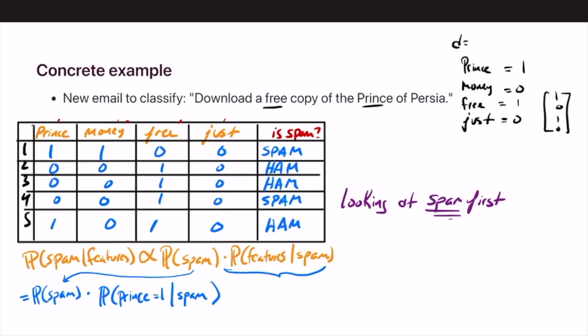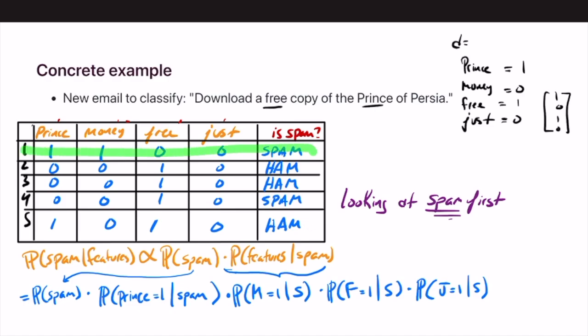So, all right. I'm going to use shorthand for the rest of this. So the probability of the word money equals 1 given spam times the probability of free equals 1 given spam times the probability of just equals 1 given spam. Okay, we're looking at spam, so it's always nice to highlight these things. It can help. So we care about these right now.